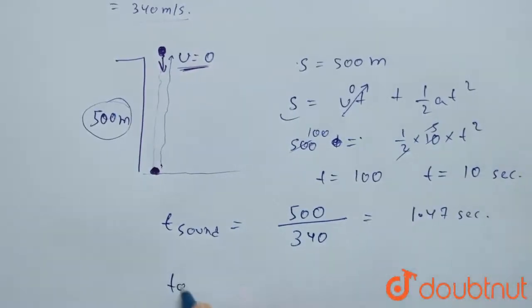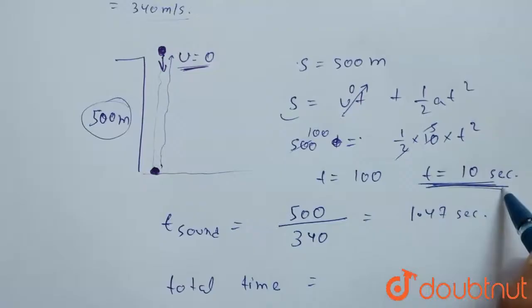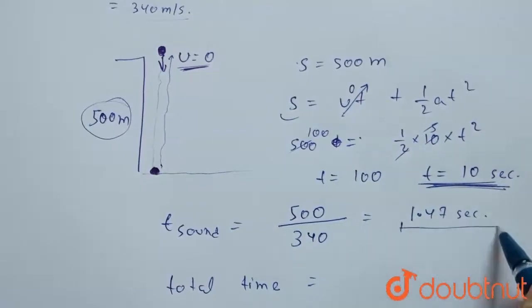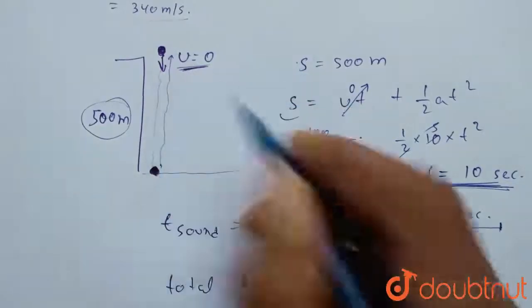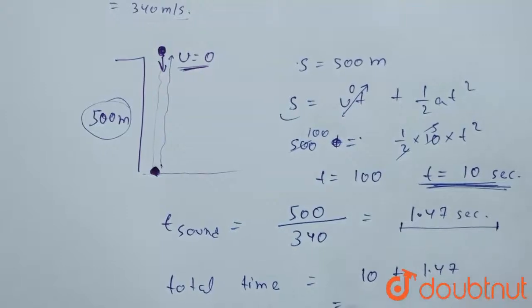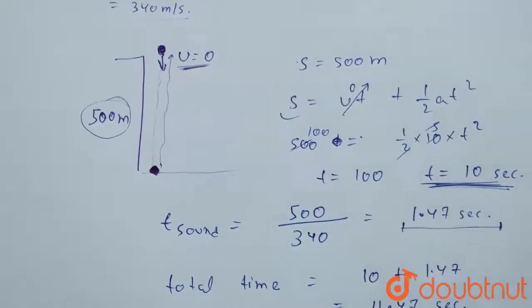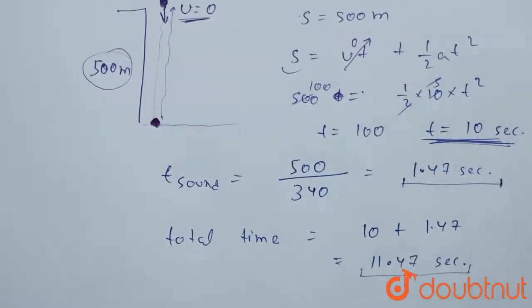So the total time will be the sum of this time, that is the time taken by the stone to come to the ground, and the time taken by the sound of the splash to reach the ear. So it will be 10 plus 1.47 second, that is 11.47 second. So after 11.47 seconds of dropping the stone, the person will hear its splashing sound.